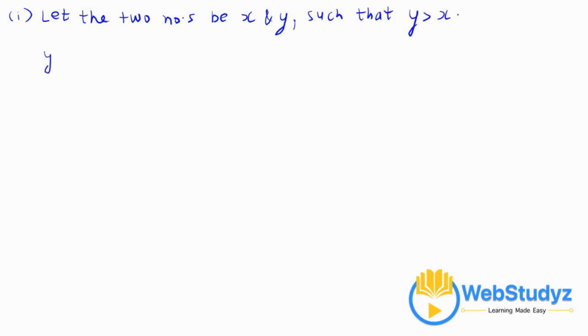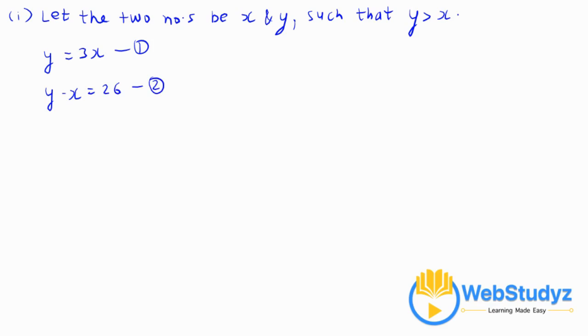Let the two numbers be x and y such that y is greater than x. Now, according to the question, y is equal to 3x. This is our first equation. And y minus x equals 26. This is our second equation.